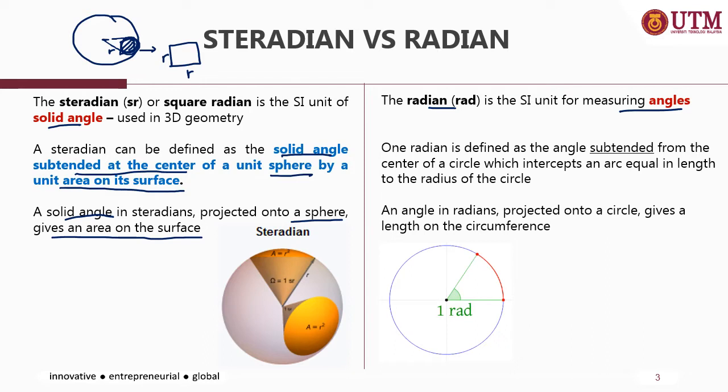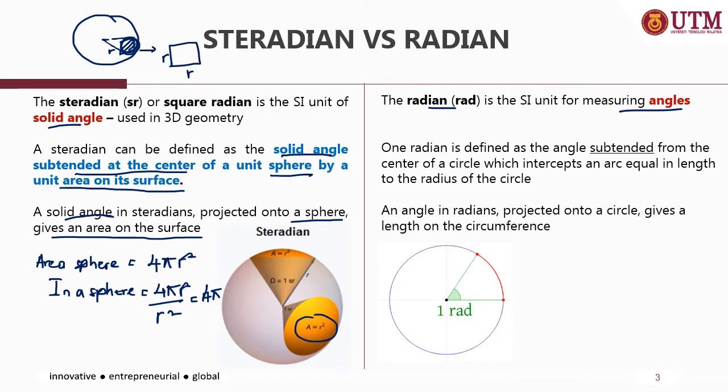For a sphere, we know that the area of a sphere is equal to 4 pi r squared. So in a sphere, there are 4 pi divided by the area, equal to 4 pi steradian. In a sphere. Okay, next is the radian.